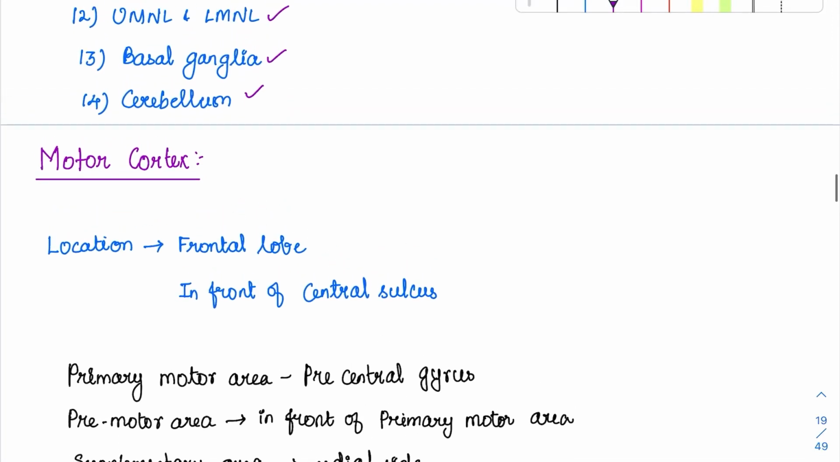The motor cortex: I already told you, wherever there is a central sulcus, just behind the central sulcus we have the somatosensory cortex, and just in front of it we have the motor cortex. So the motor cortex is just in front of the central sulcus. Which lobe is it located in? It is located in the frontal lobe.